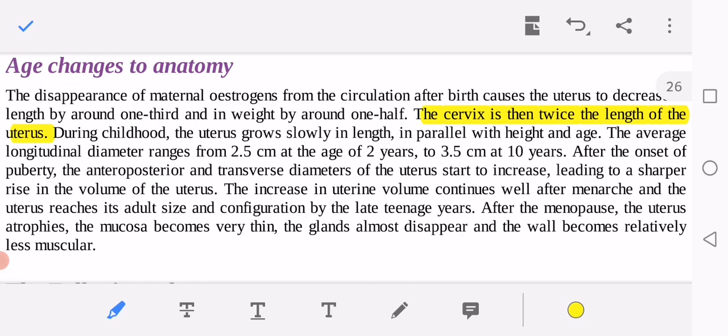After the menopause, the uterus atrophies, the mucosa becomes very thin, and glands almost disappear, and the walls become relatively less muscular. So what you have to remember from this is the point about the cervix, that in infants, cervix is larger than uterus.